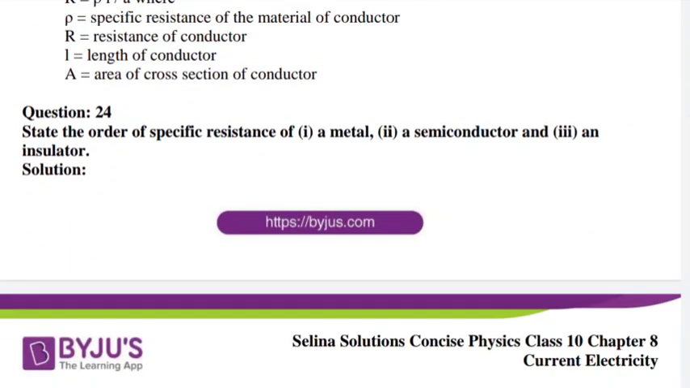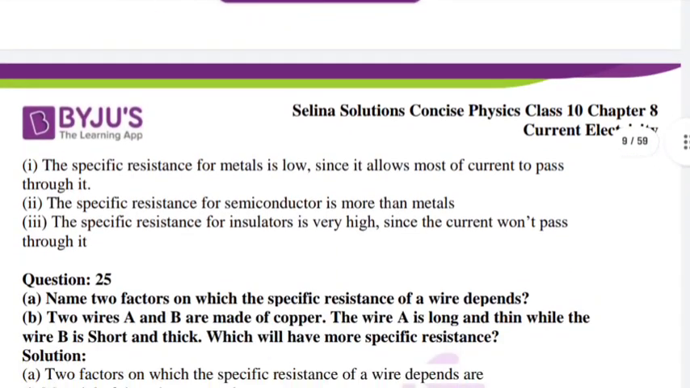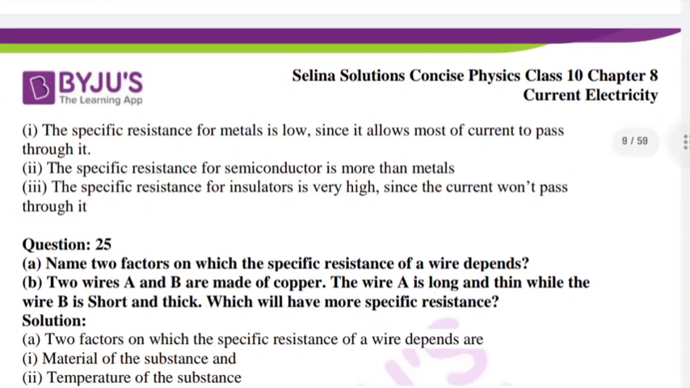Question number 24. State the order of the specific resistance of a metal, a semiconductor, and an insulator. First is the metal. The specific resistance of a metal is low, since it allows more current to pass through it. The specific resistance of a semiconductor is more than metals. The specific resistance of an insulator is very high, since the current won't pass through it.